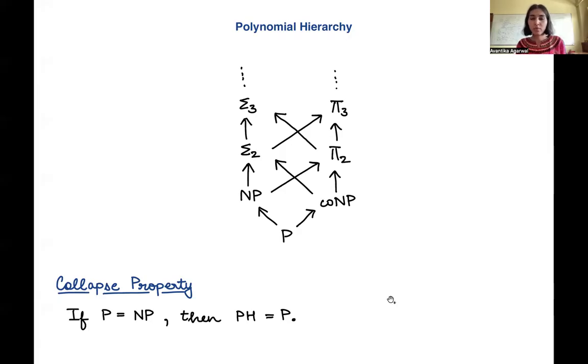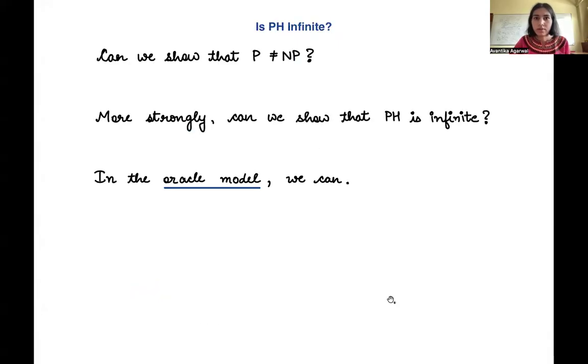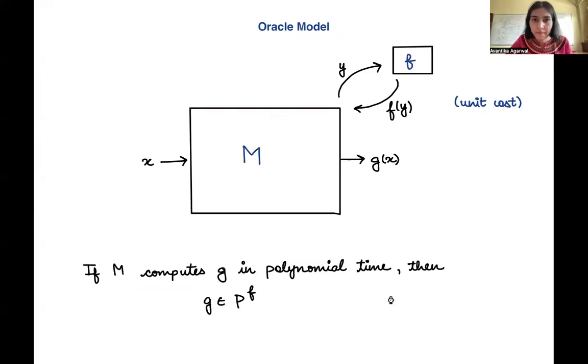We should be able to solve more problems using 500 rounds of debate than we can using 5 rounds of debate. So, okay, we believe that PH is infinite, but can we actually show this? So let's start with the simpler question. Can we show that P is not equal to NP? It turns out that in general, we do not know how to show such results. But in the Oracle model, we can show such results. So let me tell you what the Oracle model is, and then I'll tell you what we can show.